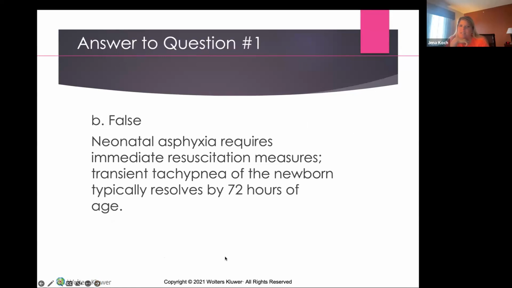Neonatal asphyxia requires immediate resuscitation, right? So this is what's happening at birth. Transient tachypnea of the newborn typically resolves on its own by 72 hours of age. Okay.